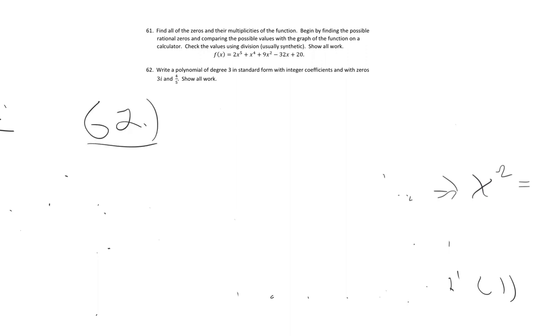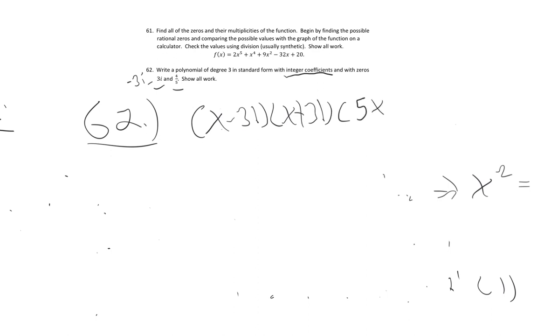Okay. We want to write a polynomial of degree 3 in standard form with integer coefficients and zeros 3i and 4/5. There's two things that integer coefficients tells us. It tells us that our coefficients are real, so 3i needs to also have negative 3i as a root, and that 4/5 needs to be rewritten. So we're going to have factors x minus 3i, x plus 3i, and because 4 over 5 needs to be rewritten with integer coefficients, 5x minus 4.